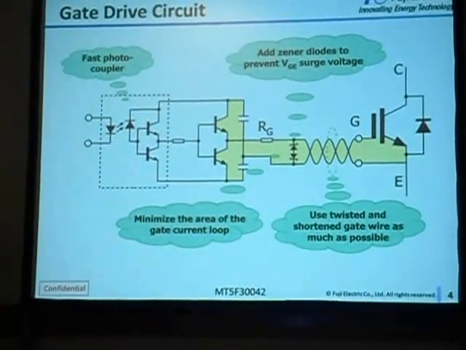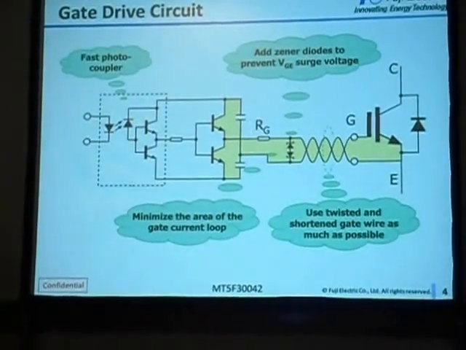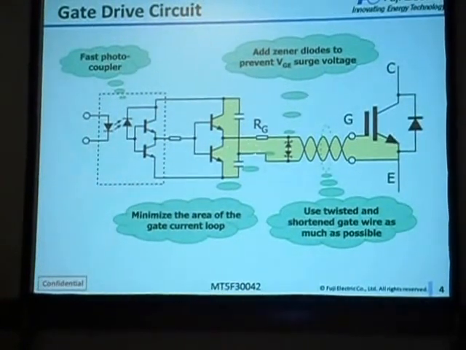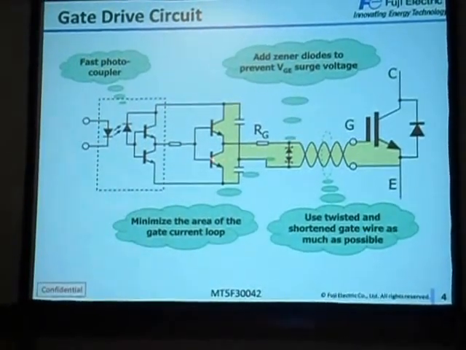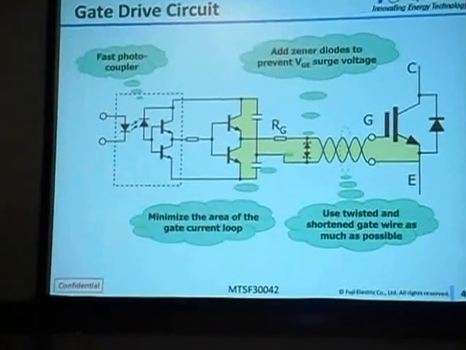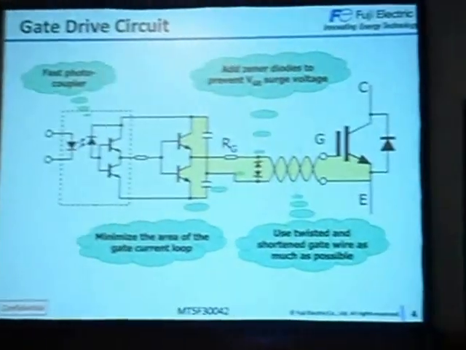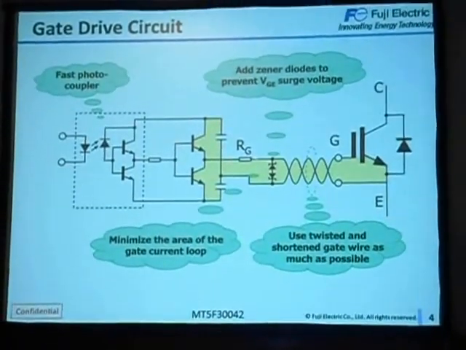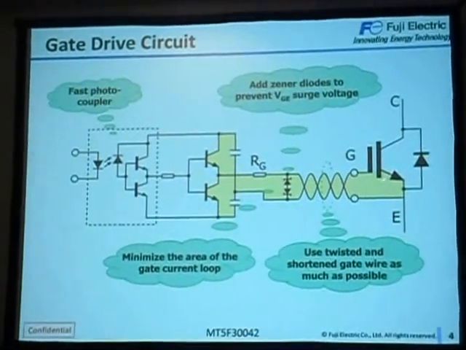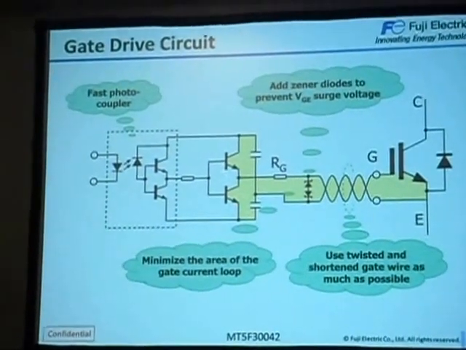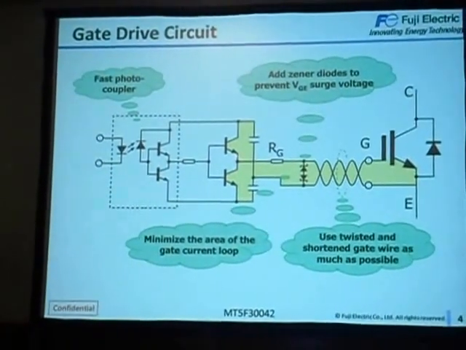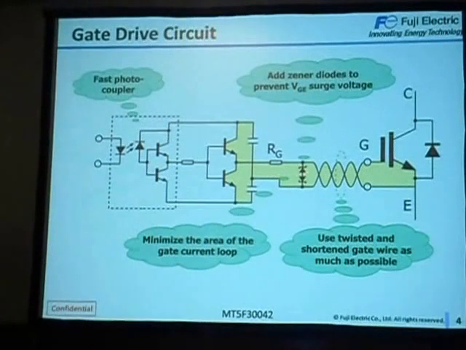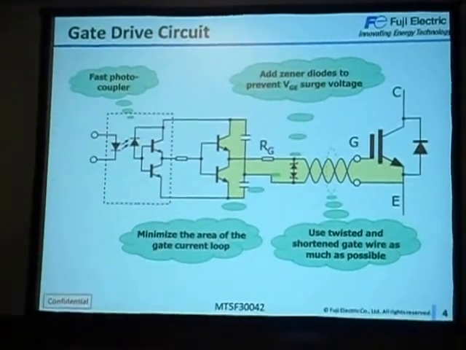And gate drive circuit. So this is the buffer, and please use twisted and shortened gate wires between the gate drivers and IGBT modules. So please minimize this area. Between the buffer and the IGBT gate emitter, please minimize this area, to reduce the current loop and the effect of emission noise from the outside.